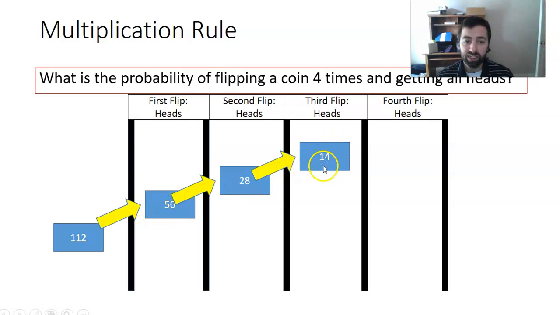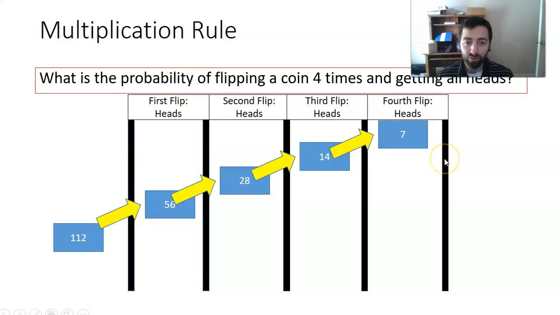Now, how many of these 14 will flip heads on that fourth flip? They each have a 50% chance of flipping heads on this fourth and final flip, so we would expect 50% of them, or about half of them, to flip heads that fourth time around. So we would expect 7 of these 14 to flip heads on this fourth flip. And what does this mean? That means that of these 112 people that we started off with, we expect only 7 of them to get heads 4 times in a row.